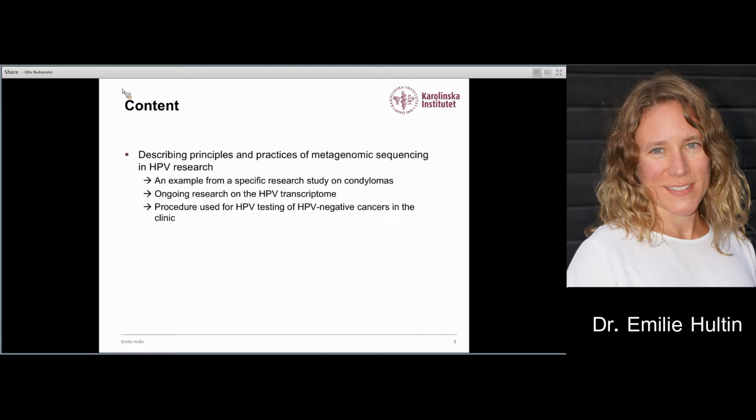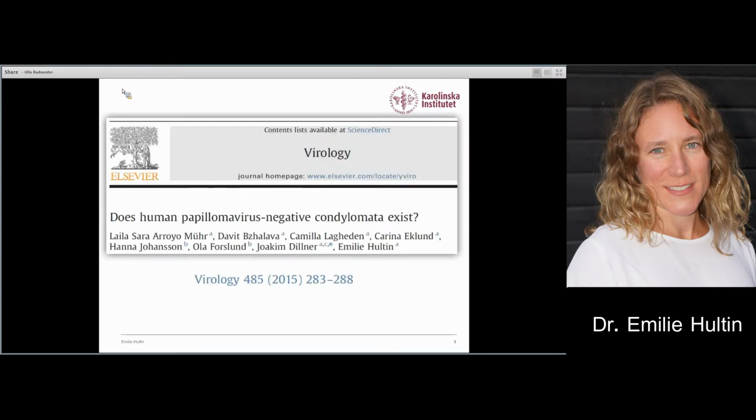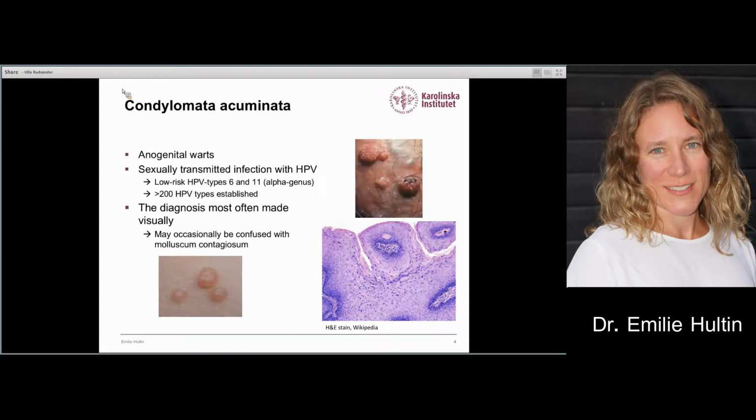So this study was published in Virology, and it's about condylomas. Does human papillomavirus negative condyloma exist? Condylomas are anogenital warts, a sexually transmitted infection with human papillomaviruses. There are more than 200 different types of HPVs, but the ones causing condylomas are some of the low-risk HPV types, and the most common ones are HPV 6 and HPV 11.